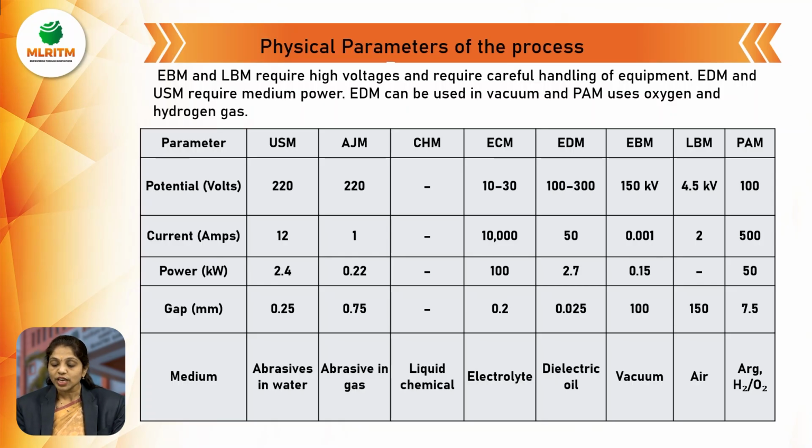Among all these machining methods, electron beam machining and laser beam machining require high voltages, which we should handle very carefully. And if you see the accuracy levels also, it will be higher compared to ultrasonic machining and abrasive jet machining. And laser beam machining and plasma arc machining use oxygen and hydrogen gas as a medium to remove the work material from the workpiece.